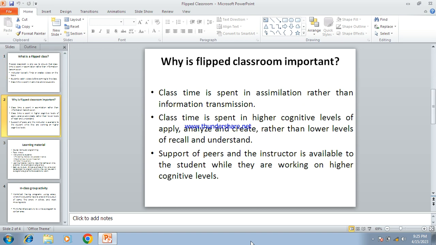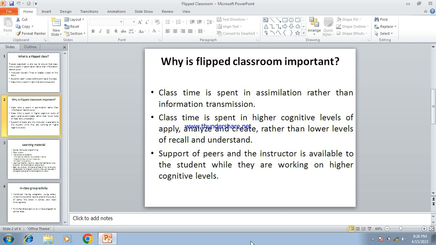Why is flipped classroom a good idea? Because the class time is spent in assimilation rather than information transmission. Secondly, because the class time is spent in the higher cognitive levels of apply, analyze and create on that topic rather than lower levels of recall and understand.